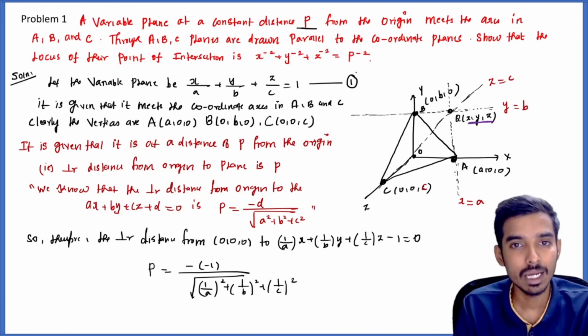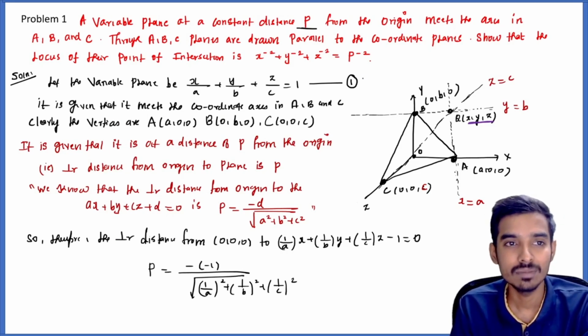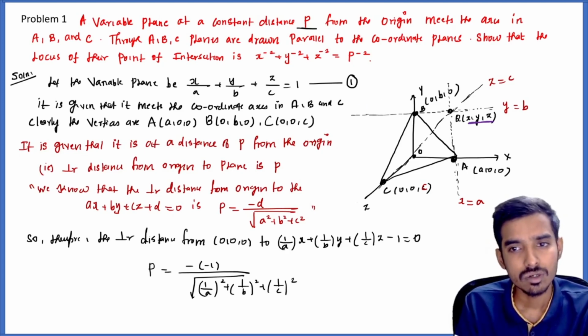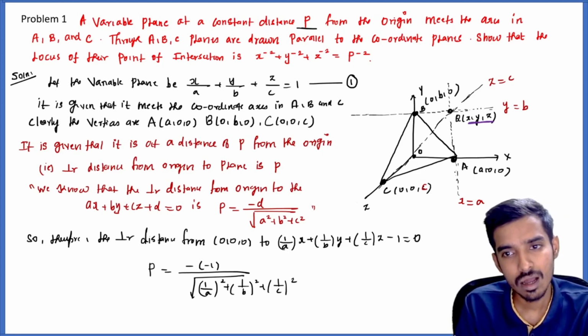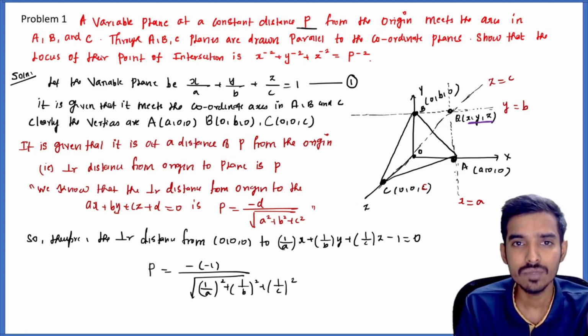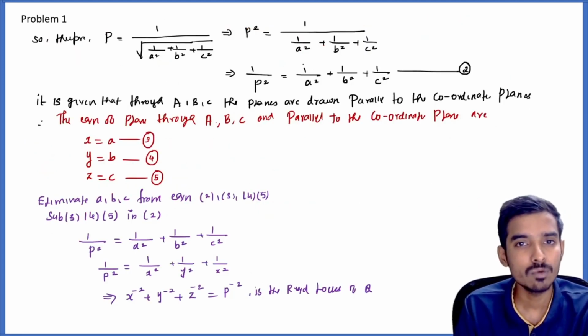Very, very important problem. So if you understand the single problem, you can do all the problems, right? Okay. Now we'll move on to the second problem. Very simple, right? So you just have to solve. First, you make use of the condition that it is a distance of p from the origin. So make use of that and you form an equation 1 by p square is equal to 1 by a square plus 1 by b square plus 1 by c square.